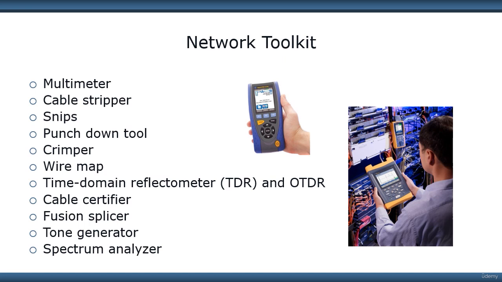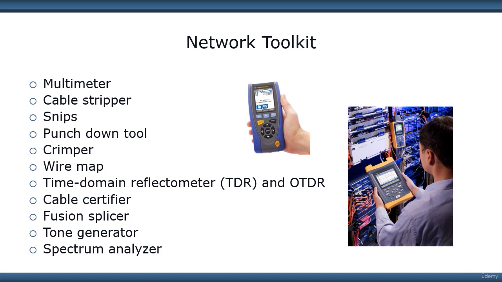We've got a couple of TDRs, time domain reflectometer, and then optical time domain reflectometer. Those can measure latency issues on cables. So copper cables would be your TDR, and then your OTDR would be fiber cables. We've got the cable certifier. Cable certifier is an actual handheld machine like what we see here, and it is used to certify the throughput and connectivity that's available on a cable.